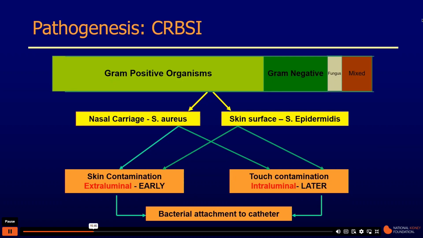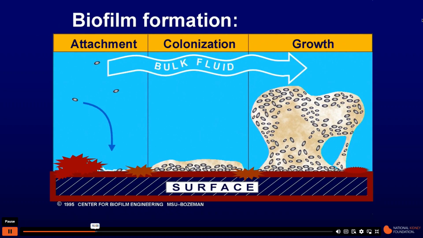The only reason why we say it's referred to later is because the extraluminal one tends to predominate in the early period. The key thing is bacterial attachment. It doesn't matter if it's extraluminal or intraluminal. The common final pathway is bacterial attachment to the catheter, and that's really what we want to avoid. And why do we want to avoid that? It's because that's how biofilm forms.